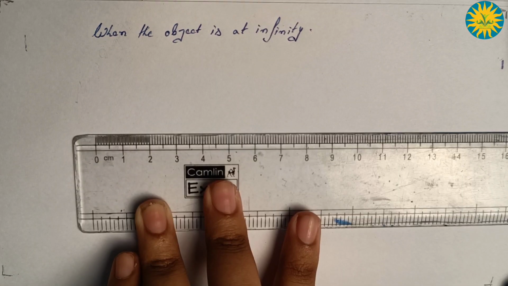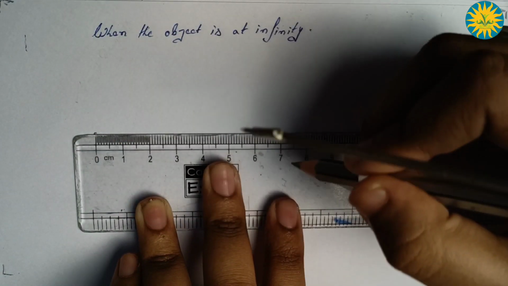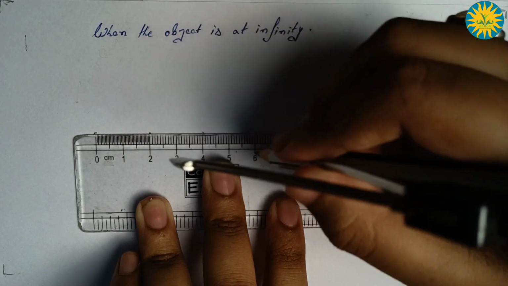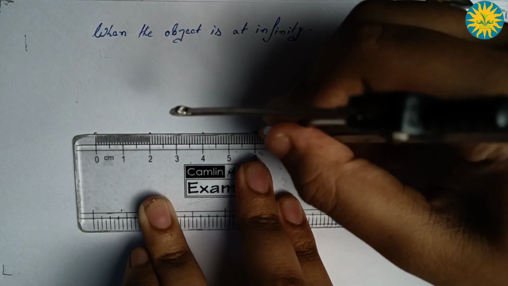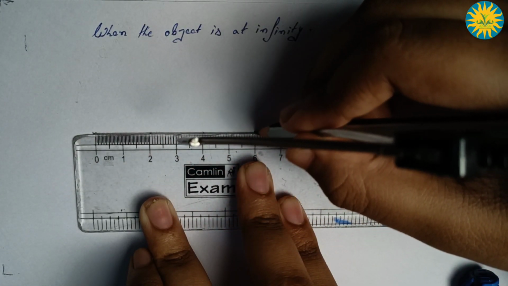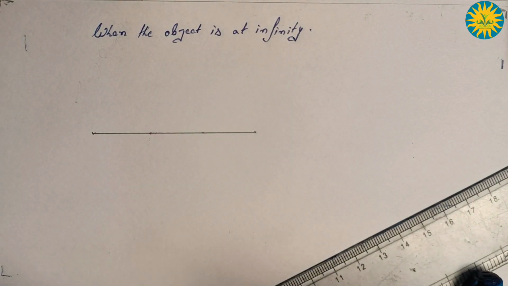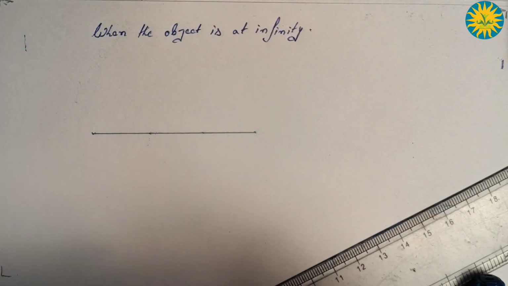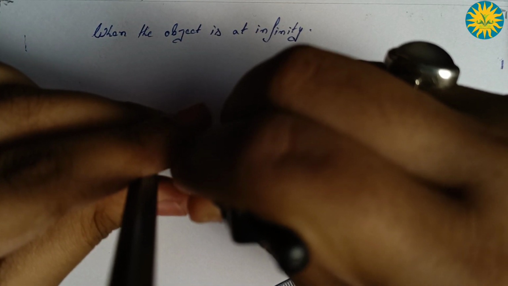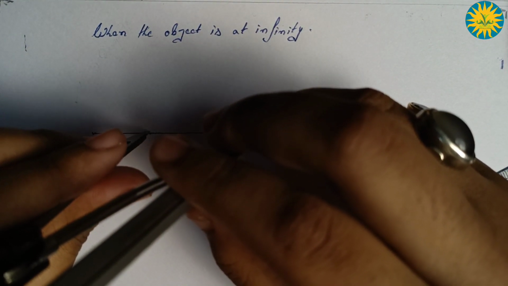First of all, we are taking a straight line and dividing it into 4 equal halves. We are taking the points at 0, 2, 4 and 6. Now we are drawing the straight line. Now the point at which we are placing the compass, that's the center of curvature. Now we are pointing the compass to draw an arc.